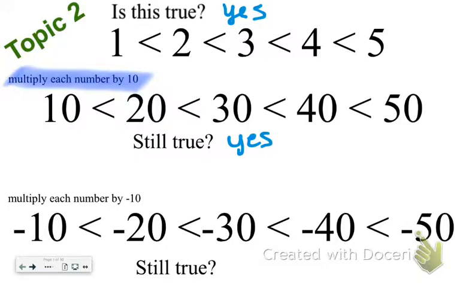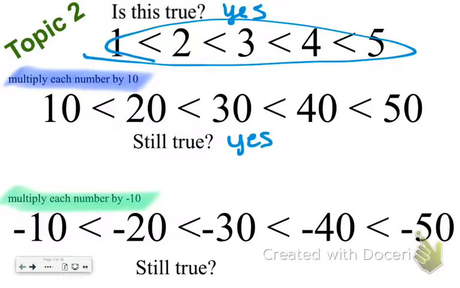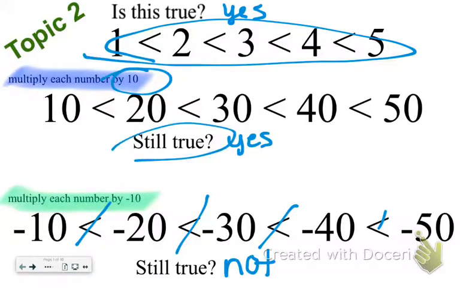However, if we multiply each number by negative 10 from the very beginning, we've got negative 10 is less than negative 20. That is not true. And none of those are true following up. So when we multiplied by a positive number, it was true. But when we multiplied by a negative number, it was not true. So we're going to look more in depth at this in a little bit.